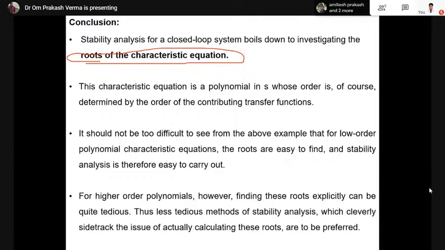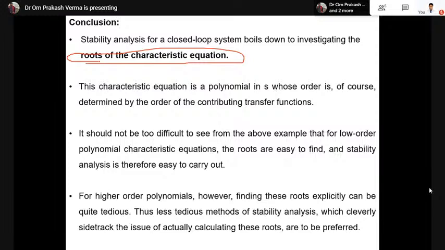So for such systems, the stability analysis is done using the Routh array. Some other techniques are also there to find the stability: the root locus, the Bode plot, and the Nyquist plot. The Bode plot and the Nyquist are based on frequency domain analysis, whereas the root locus and the Routh array are based on time domain analysis.